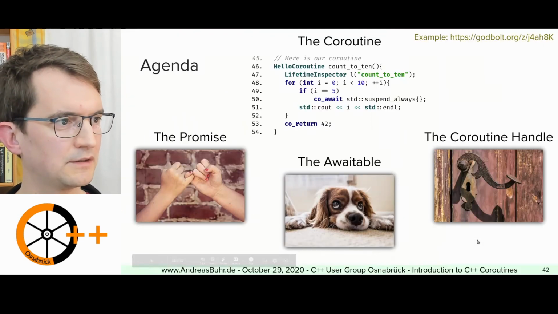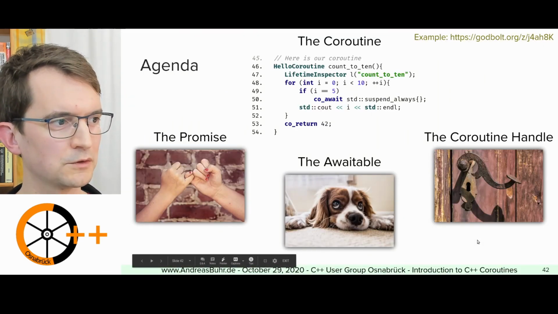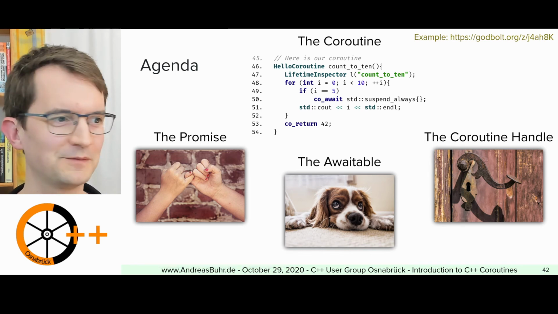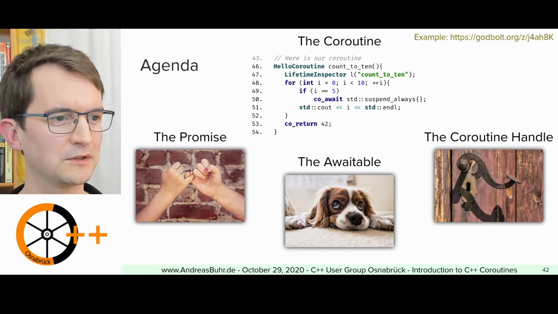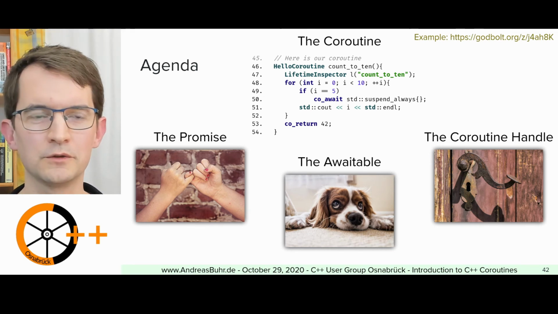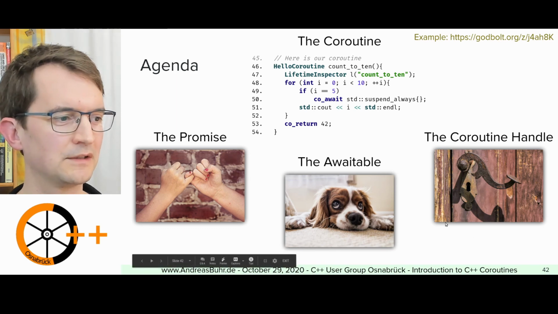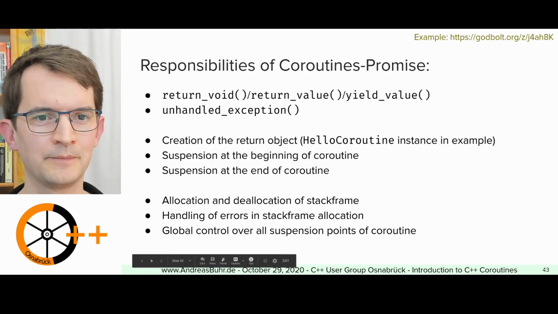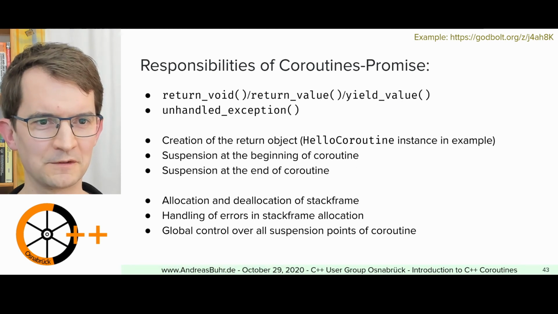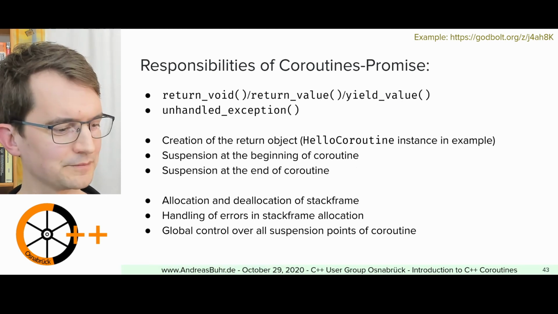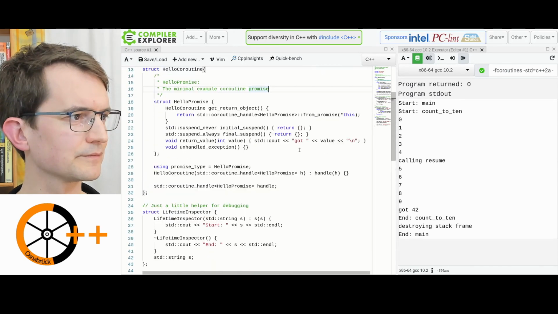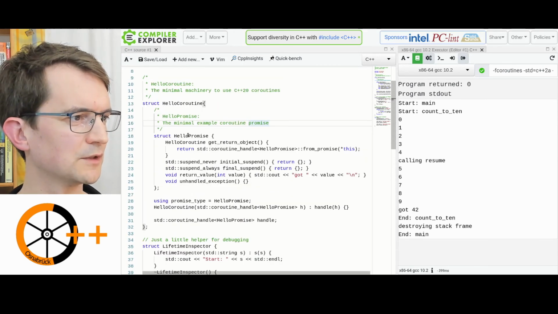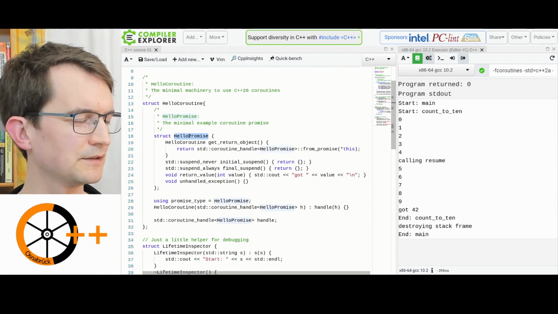Yes, let's go over that again. Here we had the coroutine, we had the promise, the everything controller, the awaitable controlling everything at one suspension point, and the coroutine handle, a non-owning object to represent a suspended coroutine. We had the promise with many responsibilities going through the code. So our promise is defined here.